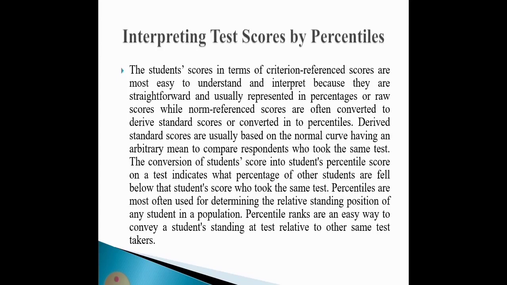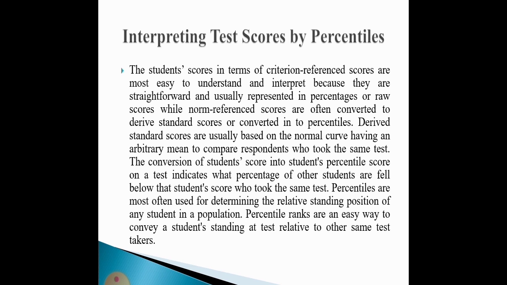Interpreting test scores by percentiles. Student scores in terms of criterion reference scores are the easiest to understand and interpret because they are straightforward and usually represented in percentages or raw scores, while norm reference scores are often converted to derived standard scores or converted into percentiles. Derived standard scores are usually based on the normal curve, having an arbitrary mean to compare respondents who took the same test.